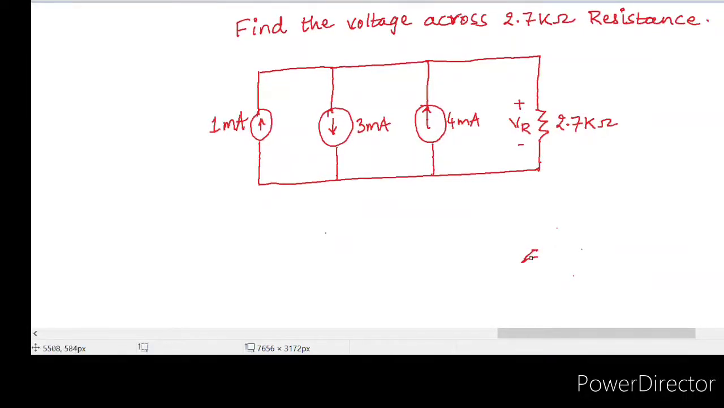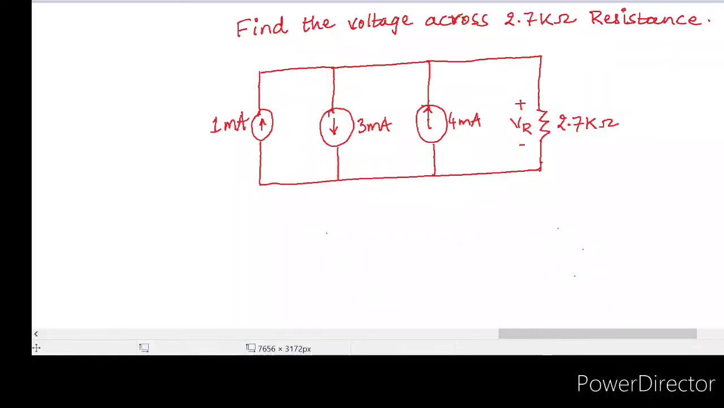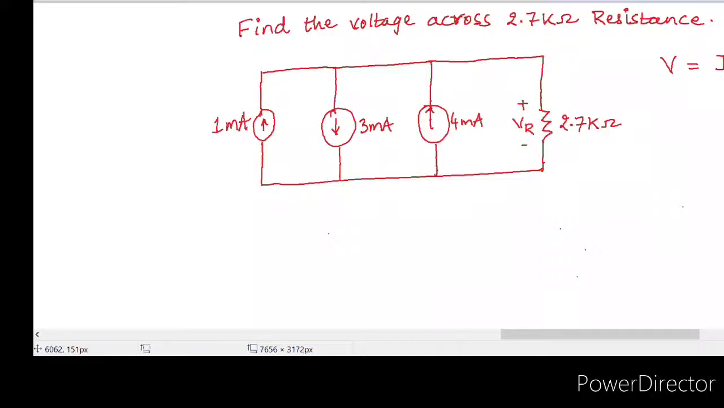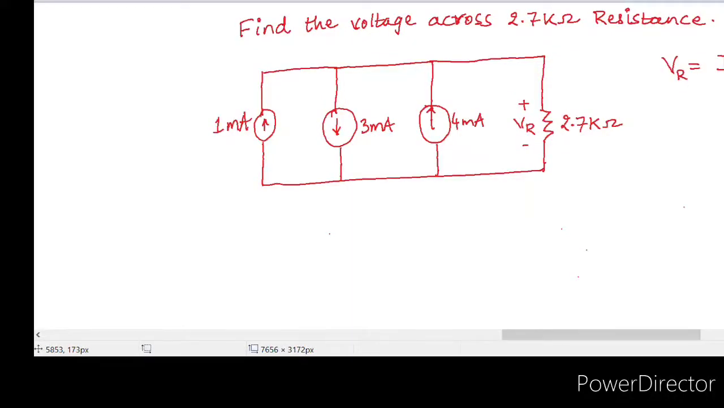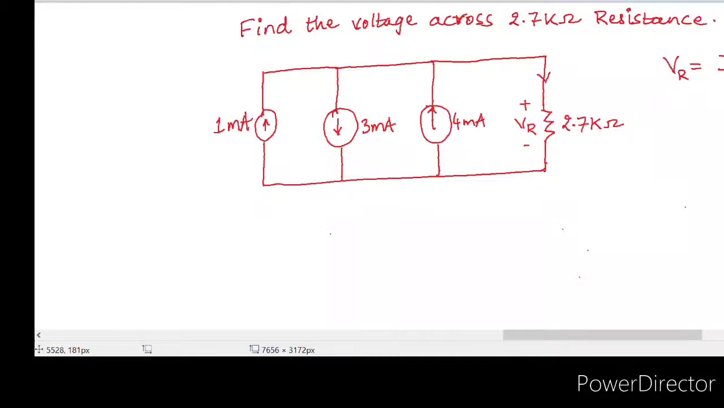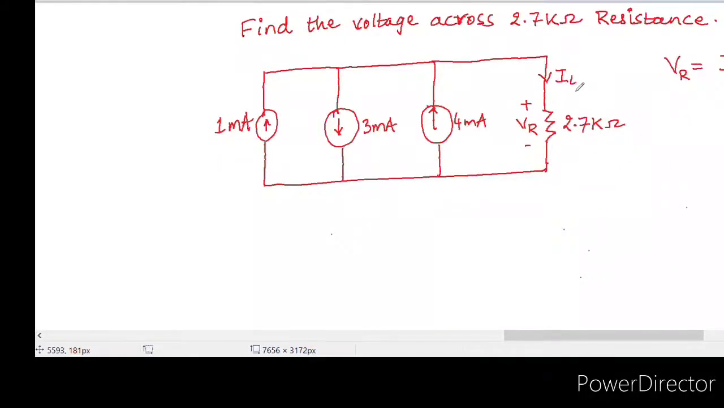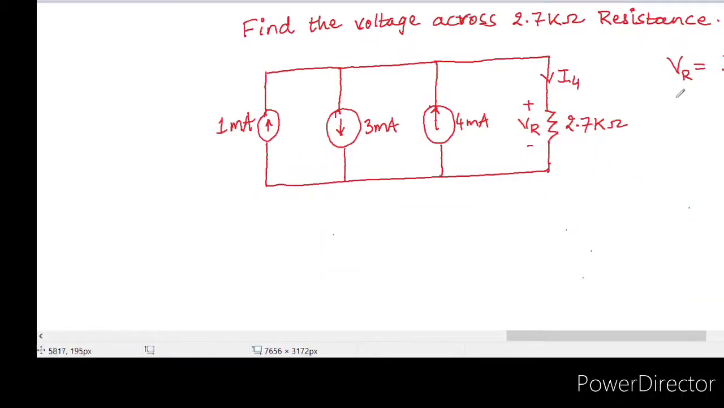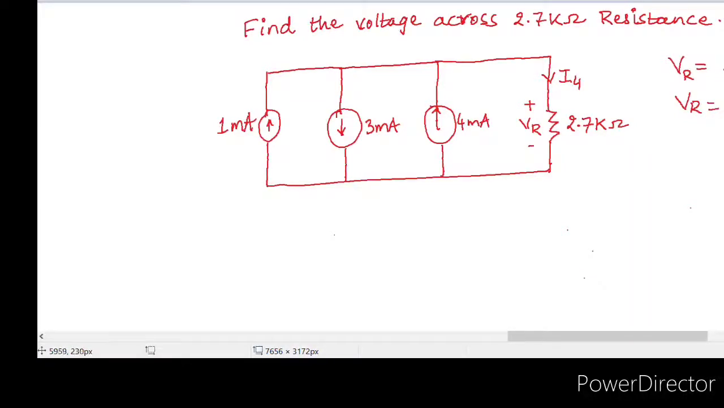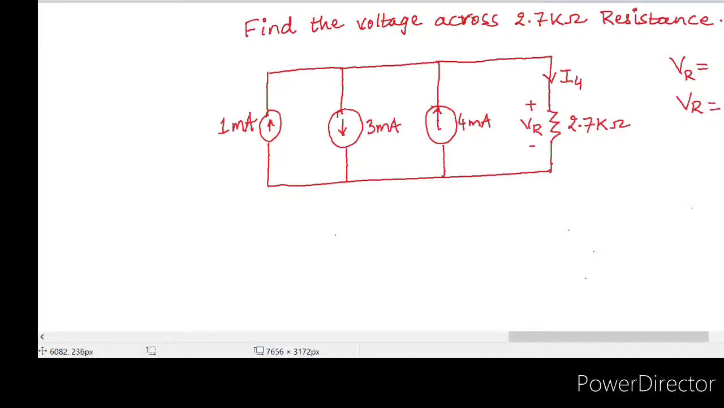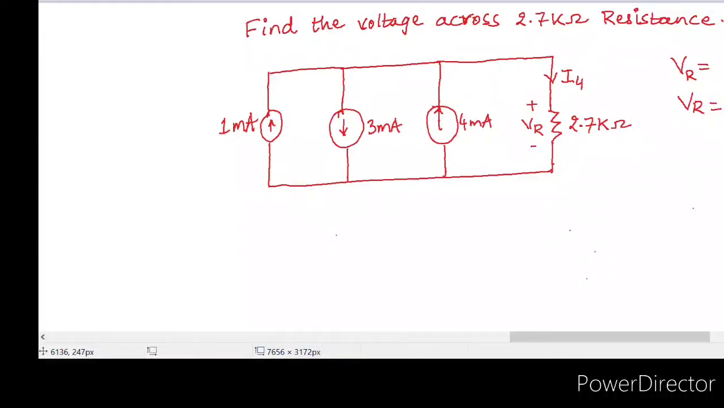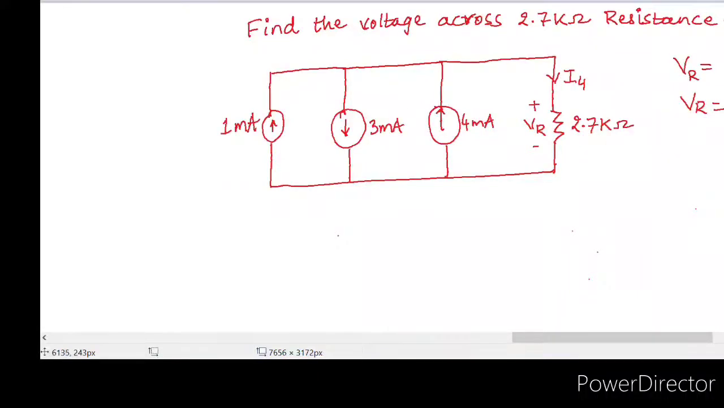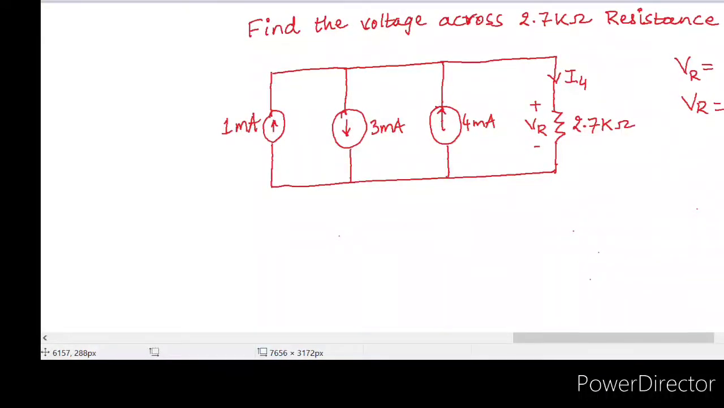Before we solve, let us state what is Ohm's law. Ohm's law states that V is equal to I into R. In this case, voltage across resistance R is equal to the current through the 2.7 kilo ohm resistor, that is I4, into R, that is 2.7 kilo ohm itself. Thus, VR can equivalently be written as 2.7K multiplied by I4. Now our only task is to find out I4.